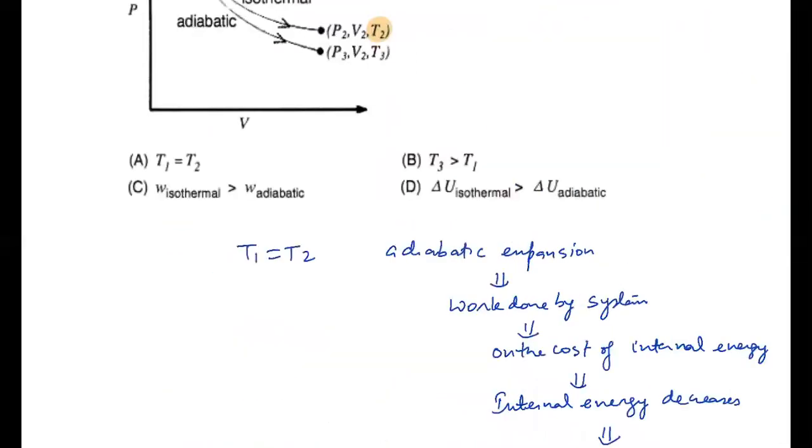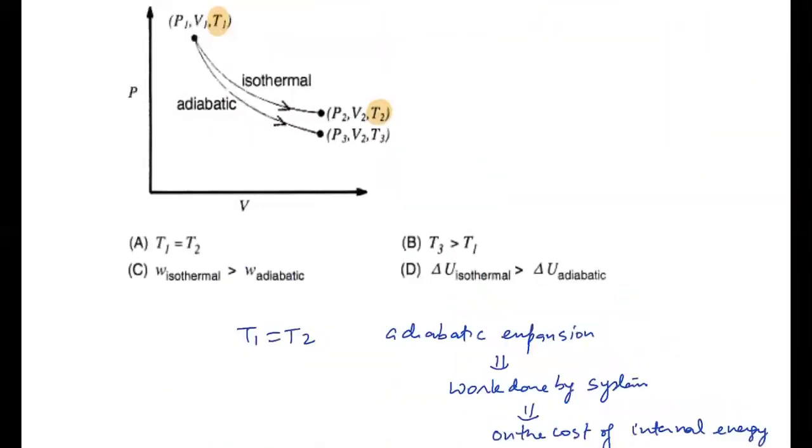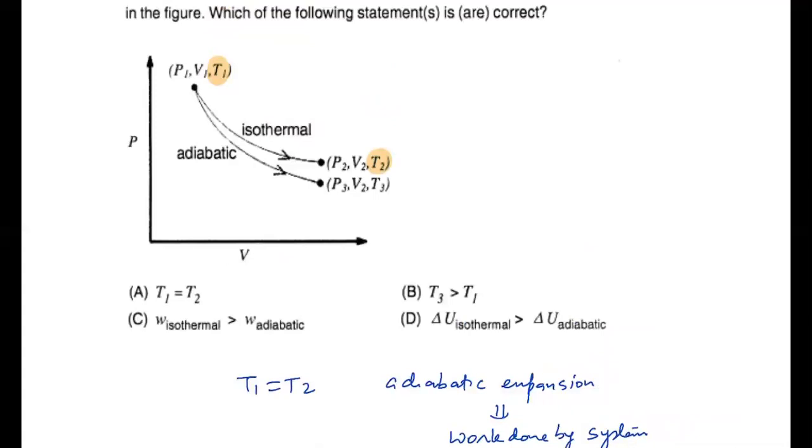Okay, option D is clear because in the isothermal process internal energy change is 0, whereas it is negative because a decrease of internal energy is noticed for the adiabatic process. So delta U isothermal is 0, whereas delta U adiabatic is negative. So option D is correct. Clear?